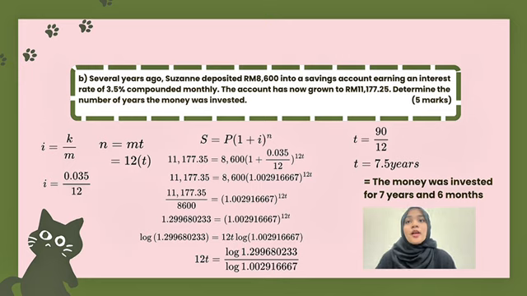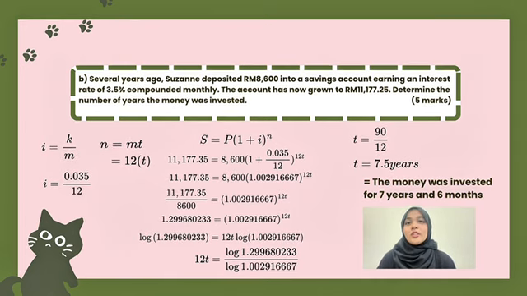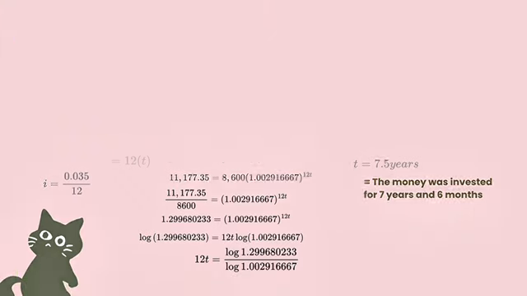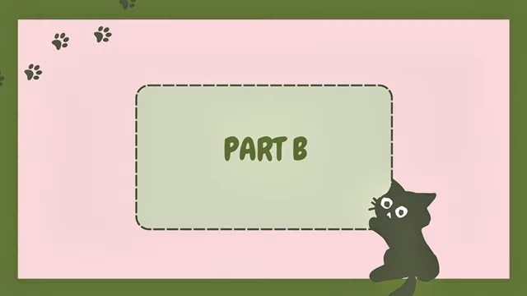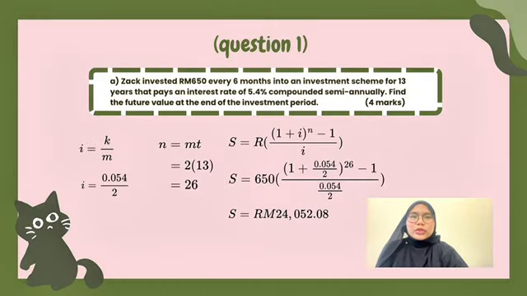90 over 12, and we got 7.5 years. So the money was invested for 7 years and 6 months. So let's move on to part B.